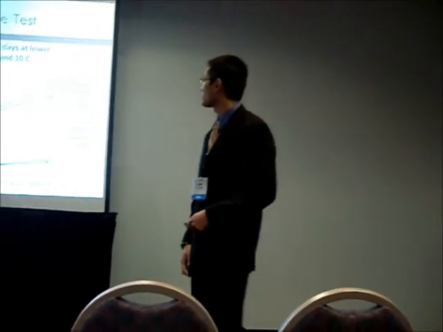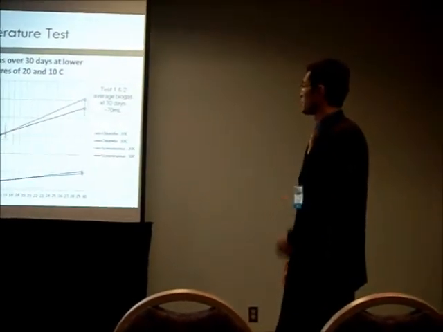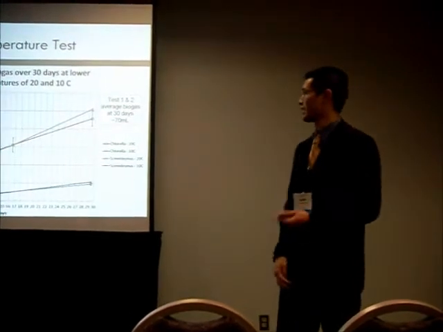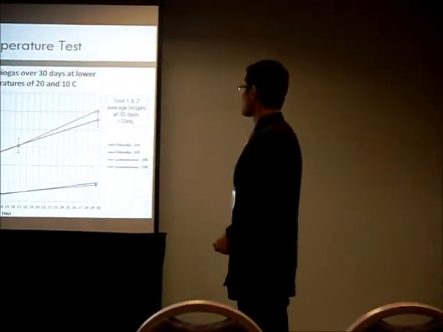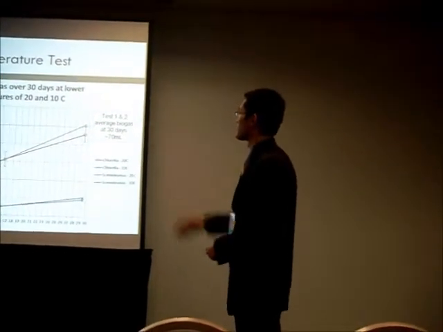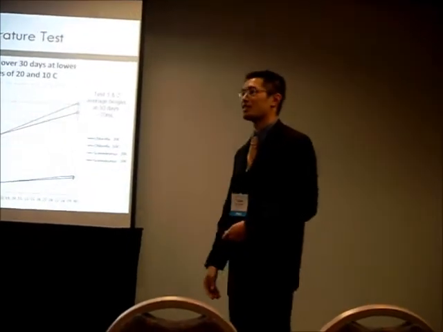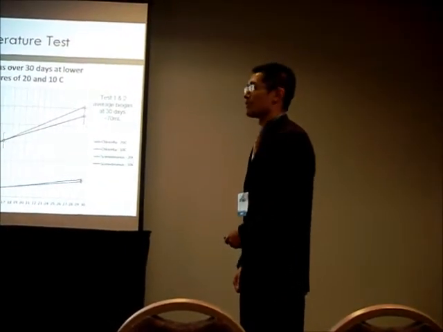Looking at our temperature test results, if you look at the 10 degree results first, which is the blue and purple line, you see that there's a drastic drop off in the biogas production. It's about an 80% reduction from 35 degrees Celsius. And looking at 20 degrees Celsius, that's less of a drastic drop, about 30%. So if you try to run it at 10 degrees Celsius, it's pretty impractical, but still feasible if you do it at 20 degrees Celsius.